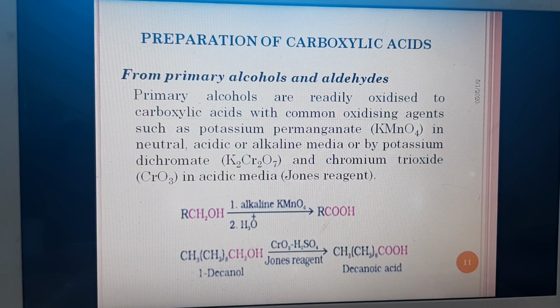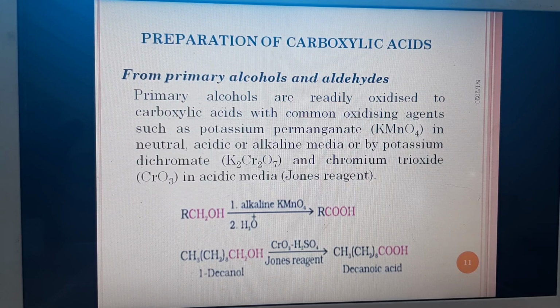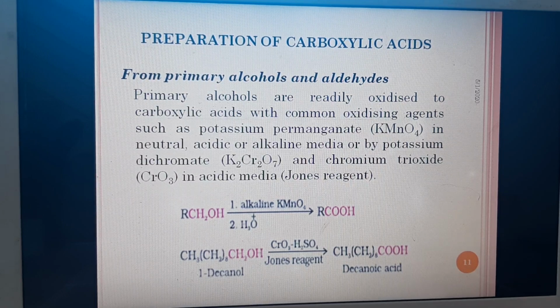This chromium trioxide, that is CrO3, in acidic media, that means CrO3 in H2SO4, is known as Jones reagent. That is very important. CrO3 in acidic media is known as Jones reagent. So there are two reactions. RCH2OH in alkaline KMnO4 gives RCOOH.